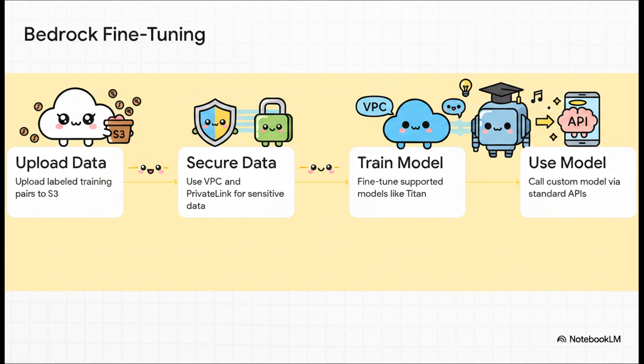Step 2 is a massive exam trap, so pay close attention. When Bedrock reads that sensitive corporate data, it cannot traverse the public internet. No way. You must use a VPC and AWS PrivateLink to keep that traffic securely on the AWS network. Then, you train your custom model, which works with models like Titan, Cohere, and Meta, and once it's done, you just invoke it like any standard model.